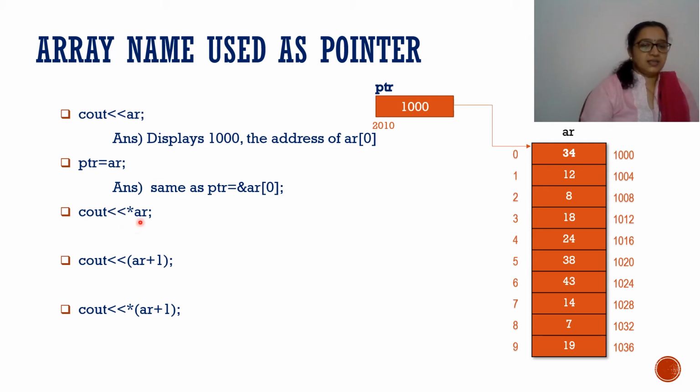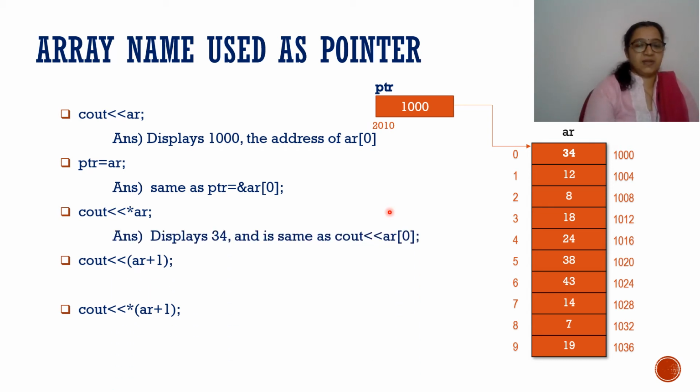Now just see this, cout star AR. Star means value at AR. So value at AR means 10 values are there. So which value? The AR is holding 1000, right? So the base address is AR now. So star 1000 means the value at 1000. Yes, we will get it. So see, the array is acting like a pointer. So through star AR we will display 34.